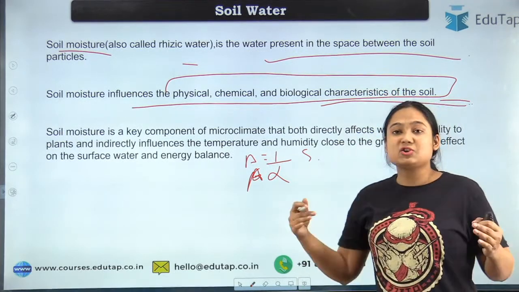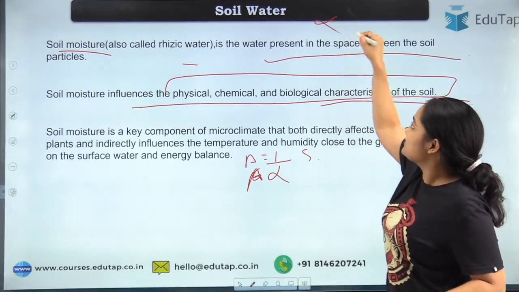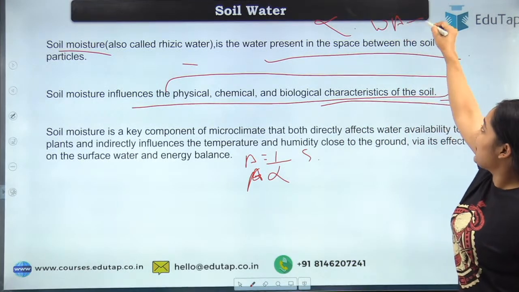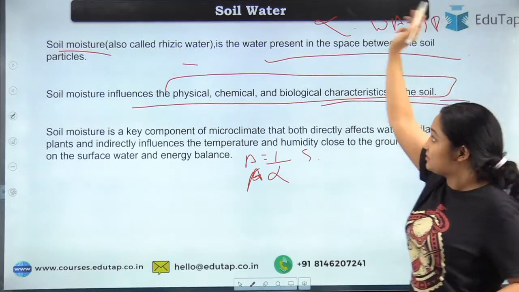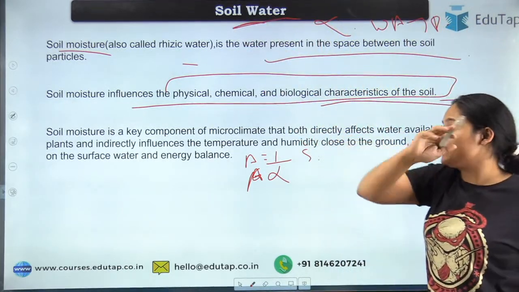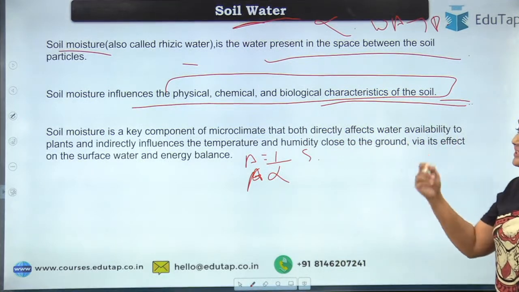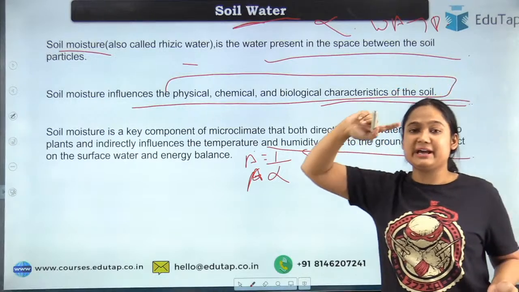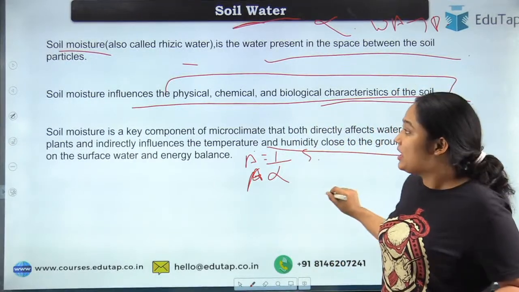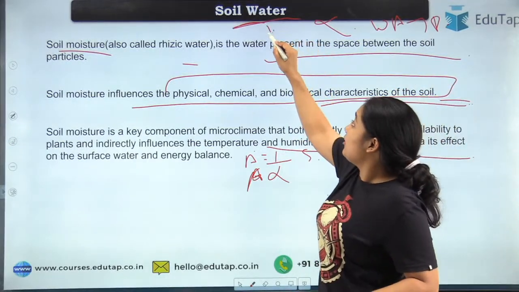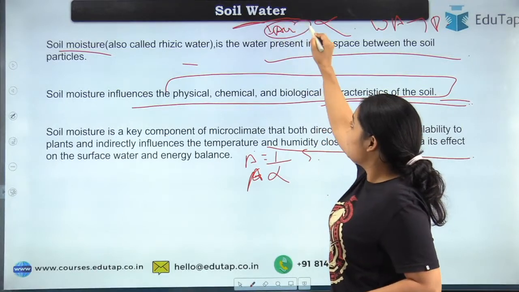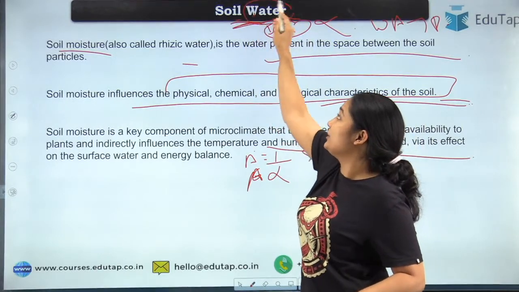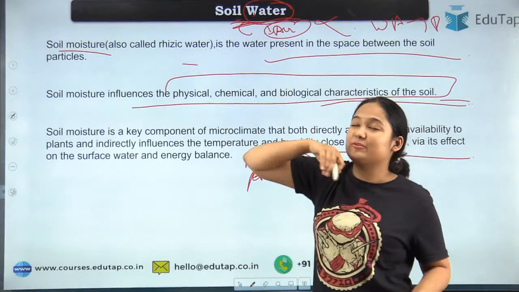Then again, we know soil moisture directly impacts what? The water available for the plant. Okay, so that is directly affected by the soil water that is present in the soil. Then you can see temperature is maintained, humidity is maintained by how much soil water is there in our soil component. Okay, then again see also the air, the presence of air.